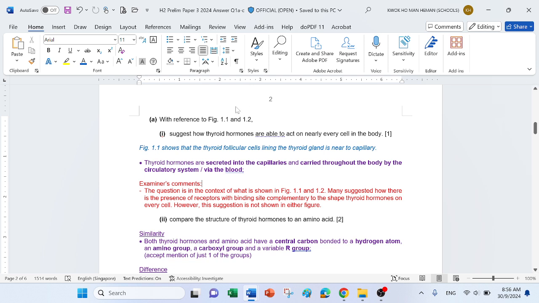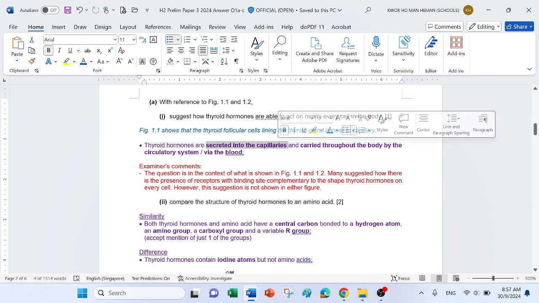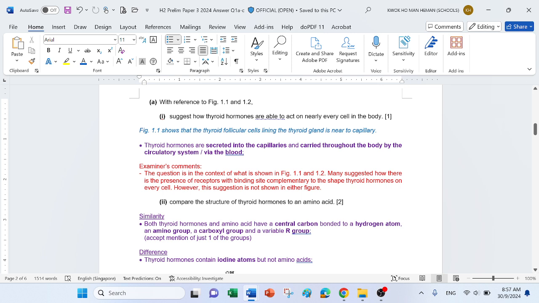Restricted to the information in figure 1.1, the answer would be the presence of the capillaries, which allows the transport of the thyroid hormones throughout the body via the bloodstream. I thought this would be the most complete answer, because some of you just mentioned the capillaries, full stop. Some of you didn't mention the capillaries and just said that the thyroid hormones can be transported via blood. I've given it to you, but the most complete answer is you need to mention the capillaries, which you can see in figure 1.1. So this would be the quoting of information, and then the reasoning, which is the ability to be transported throughout the body via the bloodstream.